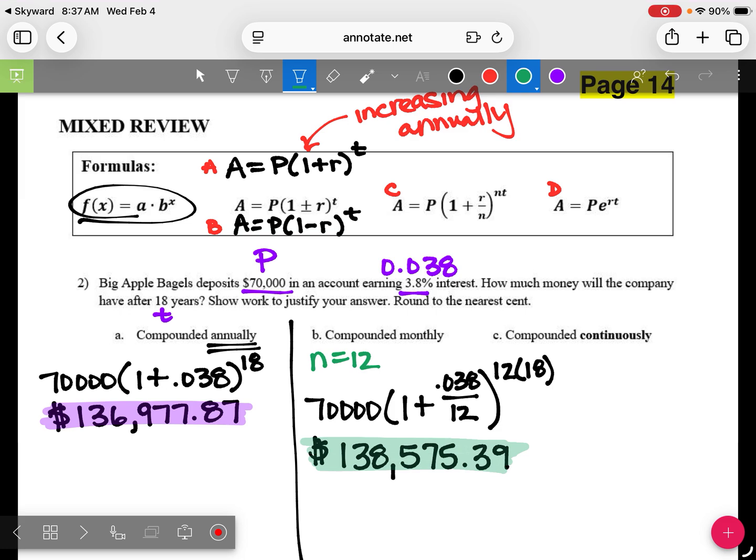Okay, so I got $138,575.39. Who got that?